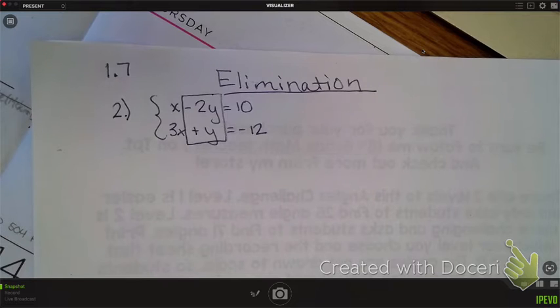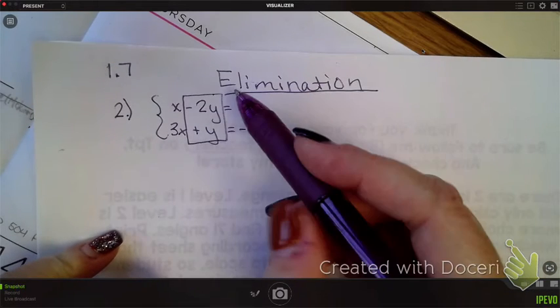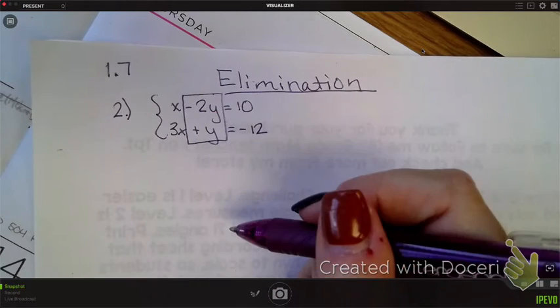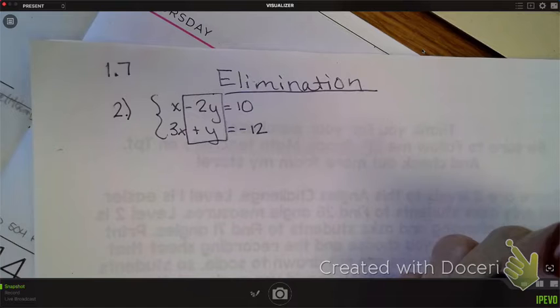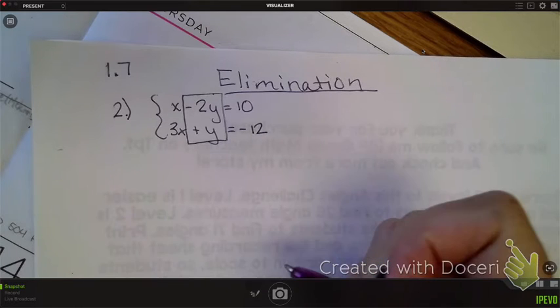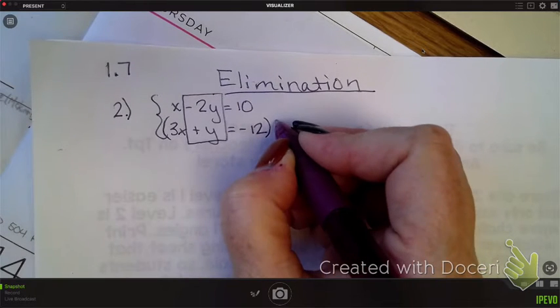But they also have to both be the same number, correct? One of them is 1 and one of them is 2. Would it be easier to get 2 to be 1 or 1 to be 2? 1 to be 2. So what do I need to multiply 1 by to get it to be 2? 2. So I multiply the whole equation by 2.